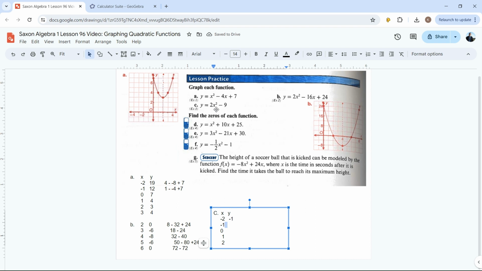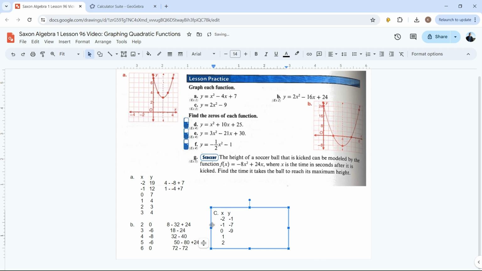Plug in negative 1. I get negative 1 times negative 1 is 1. Times 2 is positive 2. Minus 9 is negative 7. All right, I notice there's a pretty big gap between those numbers. What happens if I plug in 0? 0 gives me negative 9. Well, hopefully it's going to start going back up again now.